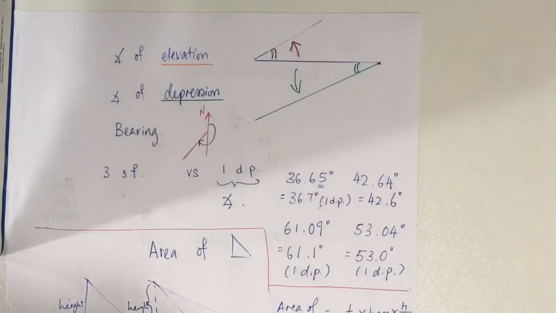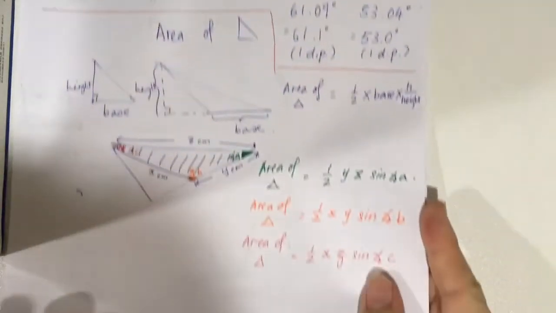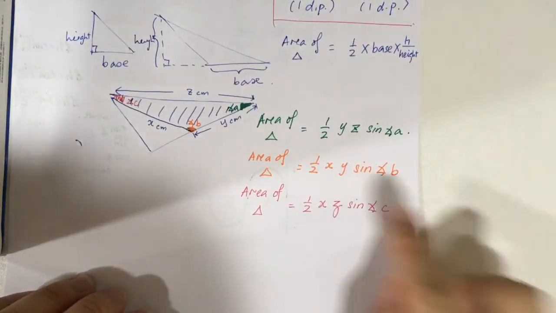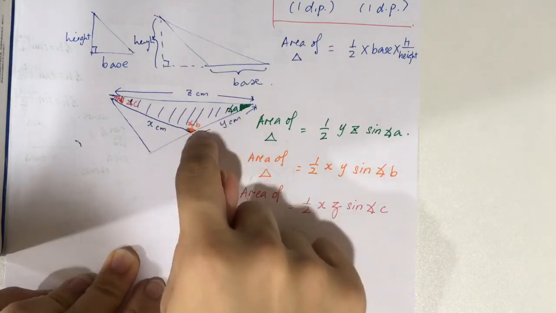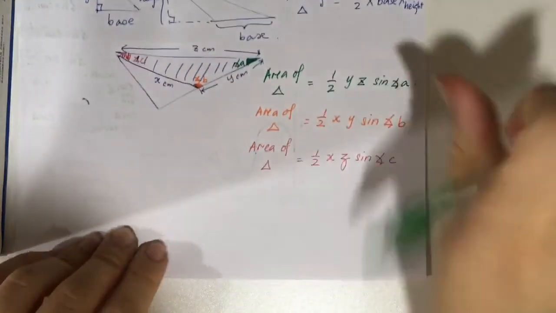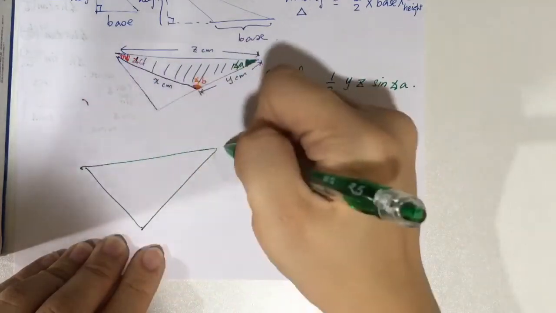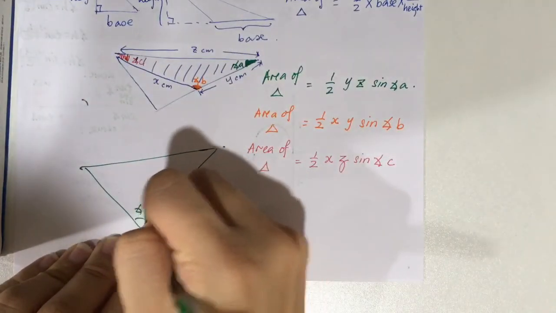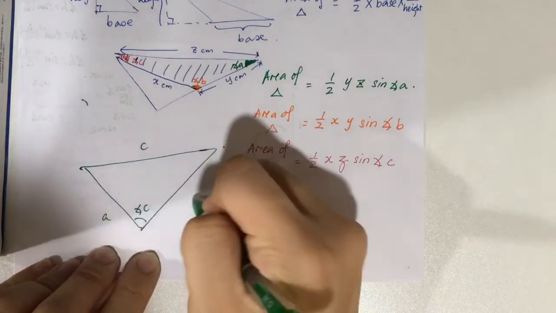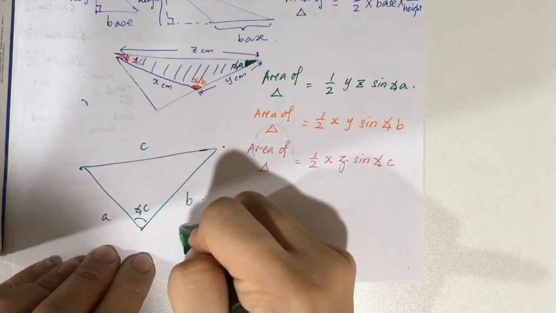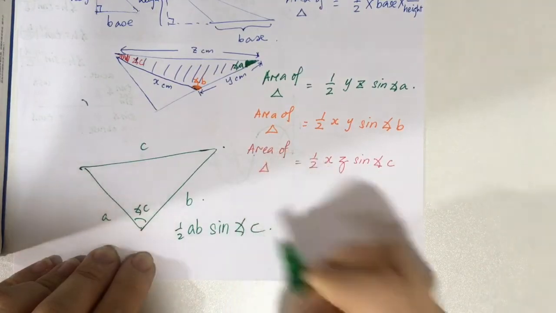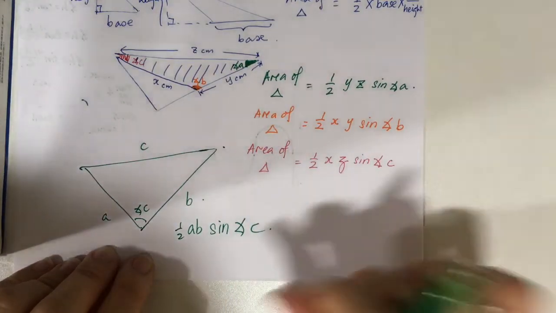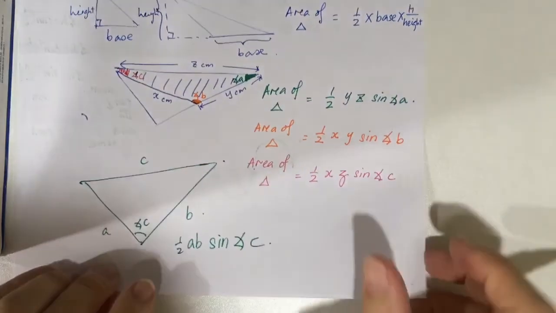Then area of triangle will be half AB sine C. Half AB sine C, because we will take this as, okay, I'll draw. This is angle C, this is C, this is A, this is B. So we will always say half AB sine angle C. So this one will be the area of triangle.